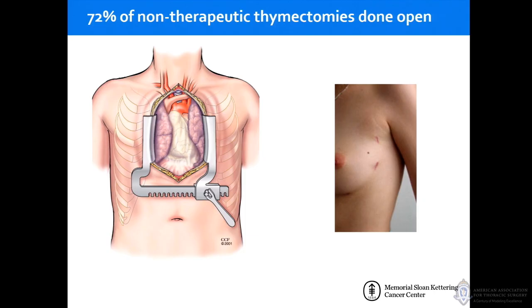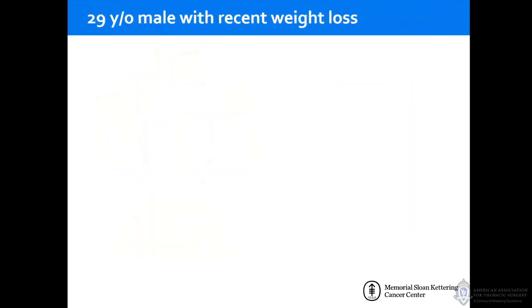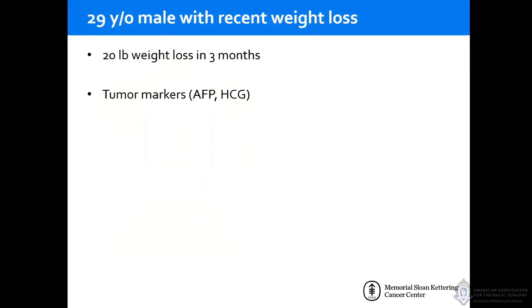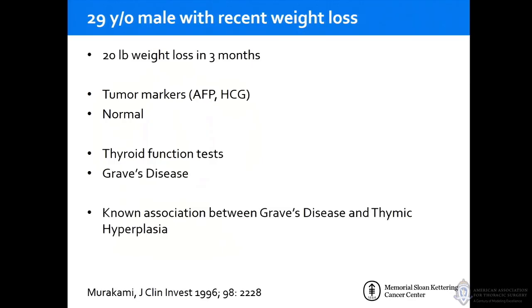So interestingly, this patient that we were just talking about, this 29-year-old, did see a surgeon and was offered a sternotomy and a thymectomy. And he didn't like that idea, so he came to see us. Well, he had a 20-pound weight loss in 3 months. He's a young male. They sent some tumor markers, and those were negative. They also did some thyroid function tests given his weight loss, and it turned out that he had Graves' disease. Well, there is actually a known association between Graves' disease and thymic hyperplasia, so based on that, we elected to observe.